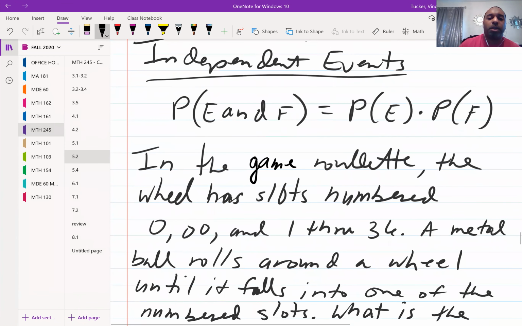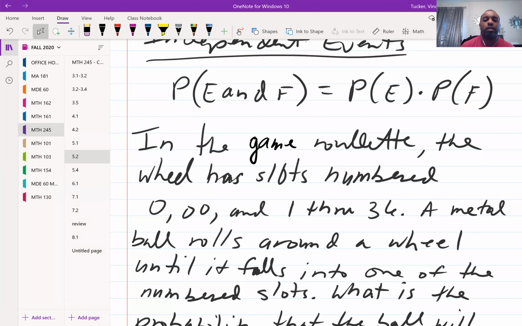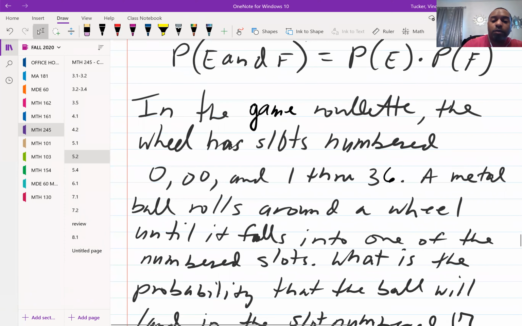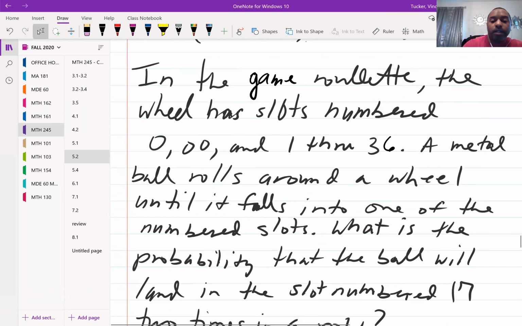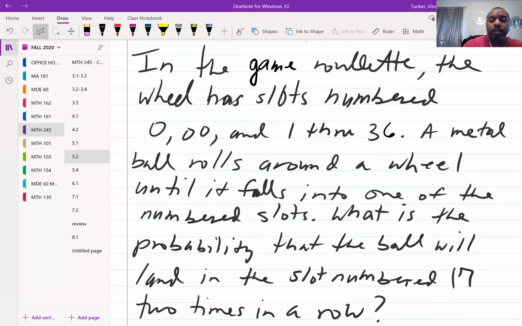All right, so here we have in the game roulette, the wheel has slots numbered 0, 00, and 1 through 36. A metal ball rolls around a wheel until it falls into one of the numbered slots. What is the probability that the ball will land in the slot number 17 2 times in a row? I'll give you a chance to write it.